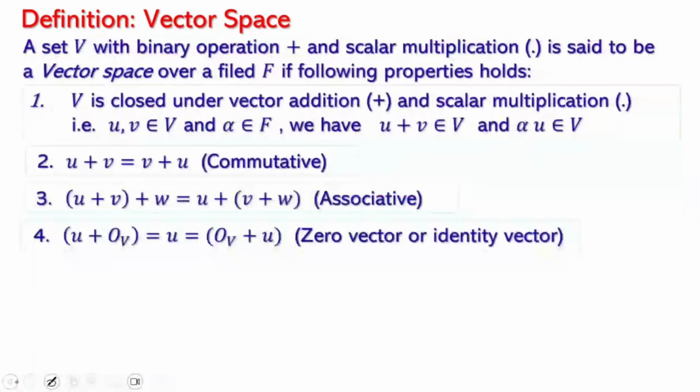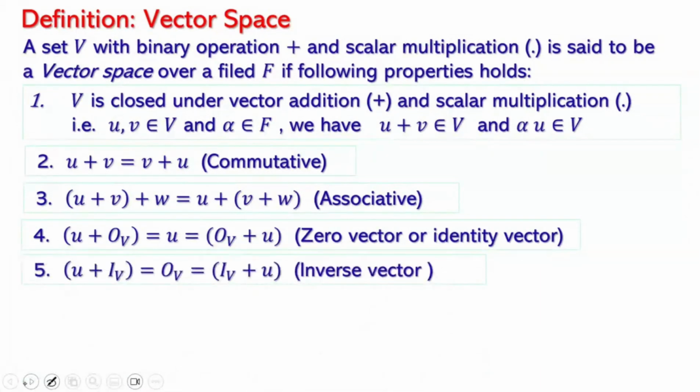Okay, let's move to the next property, which is the inverse. Like 0v, there always exists a vector which we denote as iv, such that if you take any entry of V and add it with iv, then you will get the 0v. If such an entry exists, then this iv is known as the inverse vector of v, and this must be true for any arbitrary vector from V. This iv should exist, then this property will be satisfied.